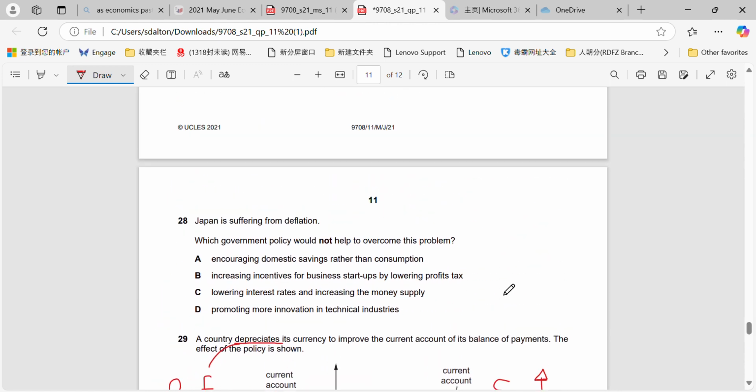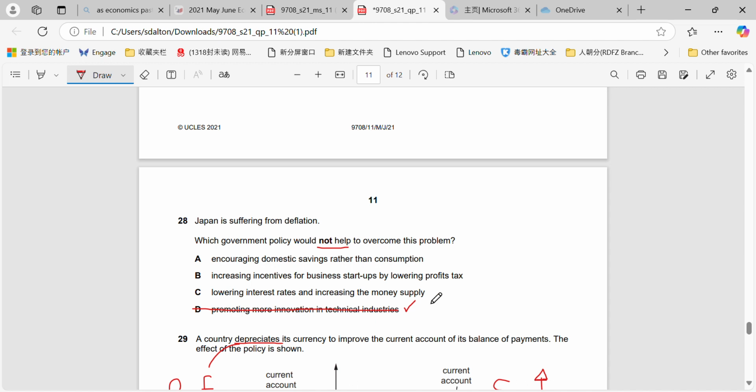Okay, Japan is suffering from deflation for 28. Which government policy would not help to overcome this problem? Okay, so what we're looking for here is, for deflation, what would allow us to move AD to the right would be a way of overcoming the problem. So if we provide more innovation in technical industries, that would help, right? Because we'd be innovating, we'd be creating more products, we'd be making them more competitive, and the demand might increase.